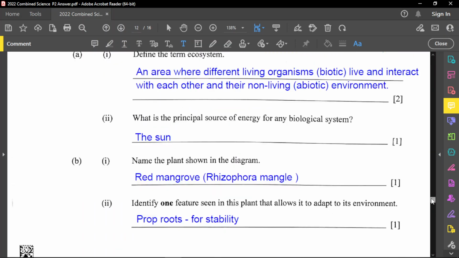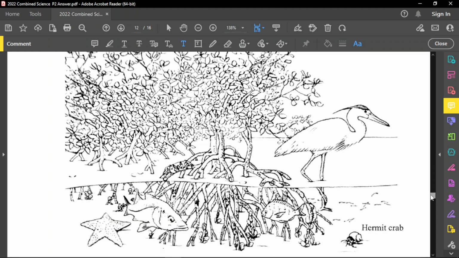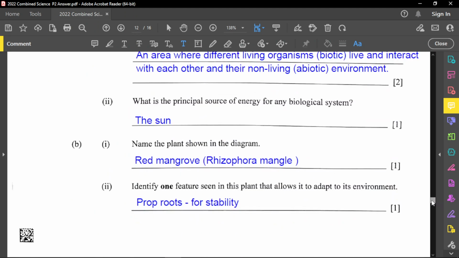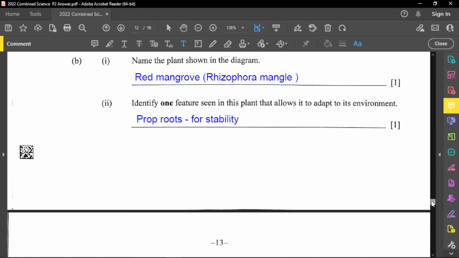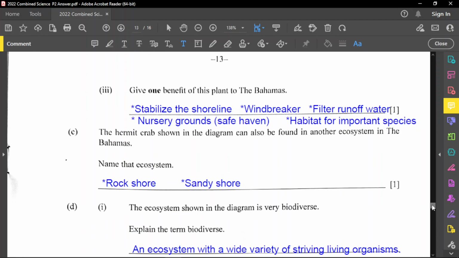What you also see on the red mangrove, it is not shown here. You'll see propagule, and propagule is also an adaptation to allow the seeds to survive much easier when they fall into the water. They actually become anchored. All right, now for part 3 is to give one benefit of this plant to the Bahamas, and it serves many functions, many purposes, or many benefits.